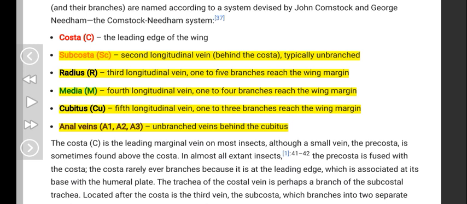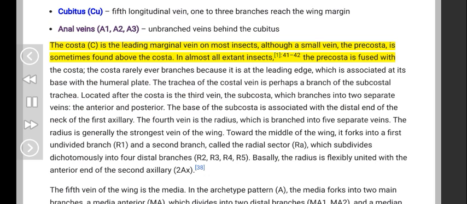The costa, C, is the leading marginal vein on most insects, although a small vein, the precosta, is sometimes found above the costa.